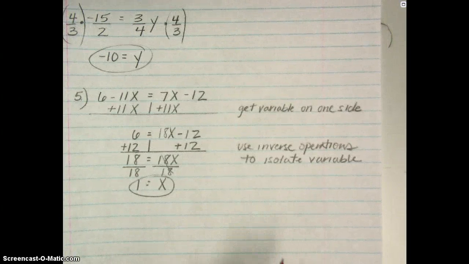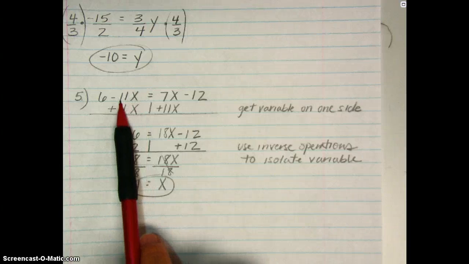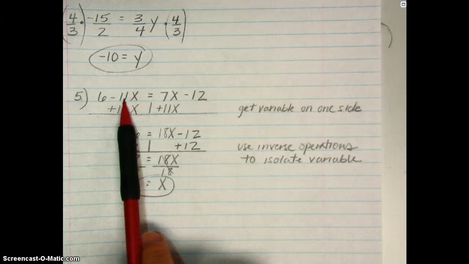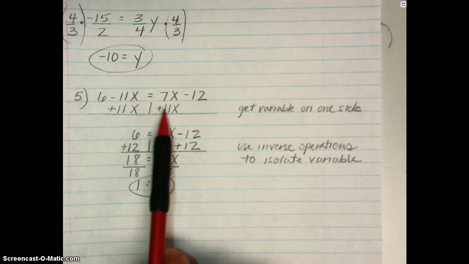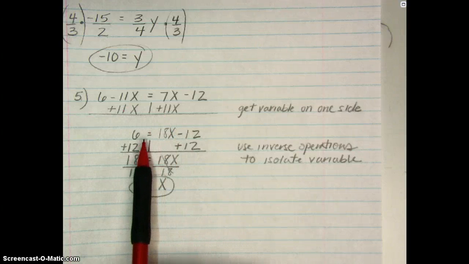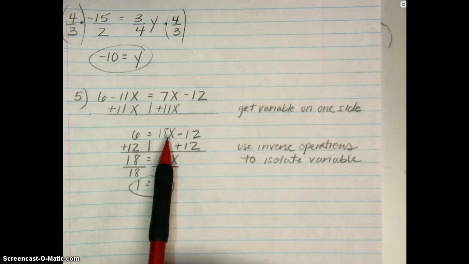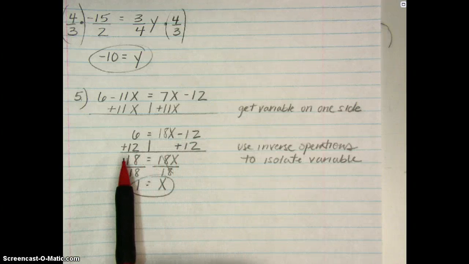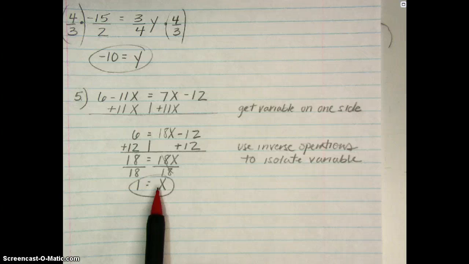Then on to number 5. So here's one where the variable is on both sides. So I take care of that. I chose to get rid of the smaller of the two. This is a negative 11x, so I added it to both sides, which results in this equation here. Then I just need to get x by itself. So I add 12 to both sides, divide by 18, and I get that x is equal to 1. And so that's my final solution.